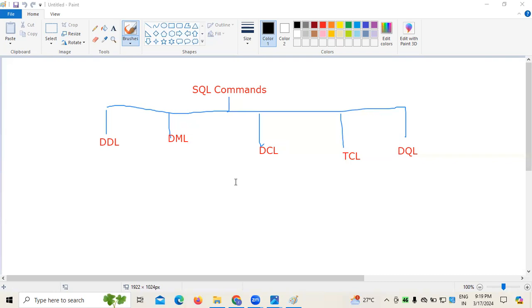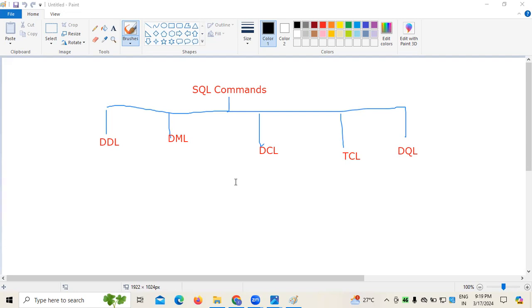For example, someone has left the organization. As per industry policy, you want to revoke the permissions and everything which was given to that person, because that person is no more an employee of your organization. So you want to restrict the access, as per the company policy. This all comes under DCL, which stands for Data Control Language. Clear?